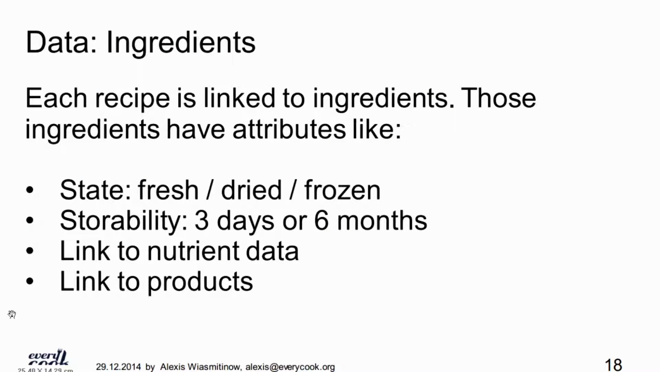For the ingredients, of course, we also need some data. We have what state is it? Is it fresh? Is it dried? Is it frozen? How long can we store it? And we directly link it to nutrient data, and later want to link it to products and stores. So if an ingredient, for example, is an onion, we link it to the farmer who sells this onion.